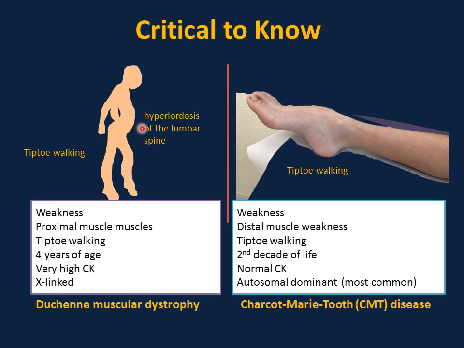Here it affects only boys. The problem here is with the muscles, because of mutation in the dystrophin gene and degeneration of muscles. Remember, CK will be elevated. If you do not order CK for this illness, for Duchenne, you will miss this diagnosis if you do not think about it or order it.